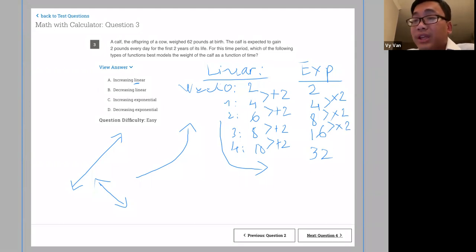So let's check this. At the beginning, let's start with 62 pounds. The calf is expected to gain 2 pounds every day for the first 2 years. So it gains 2 pounds every day. Which one is that? The answer is A, because it increases by a fixed amount every day, 2 pounds every day. So this is linear increasing.